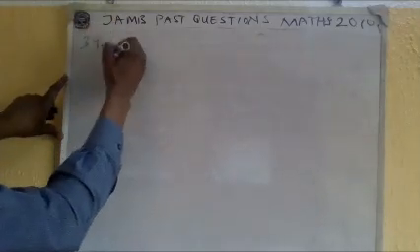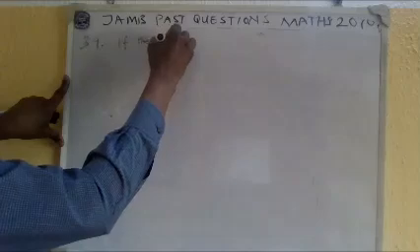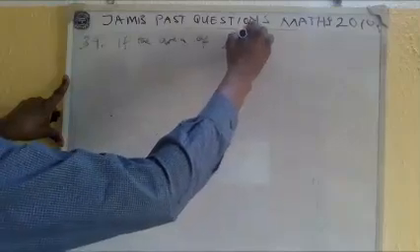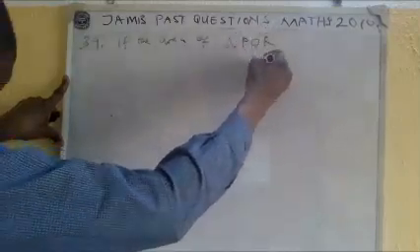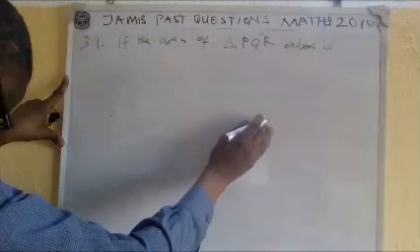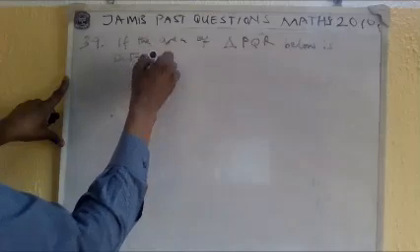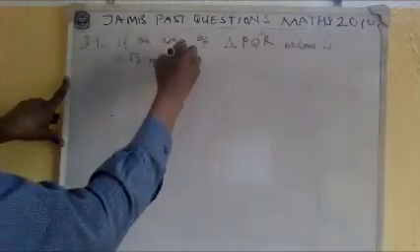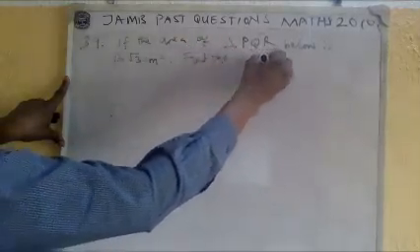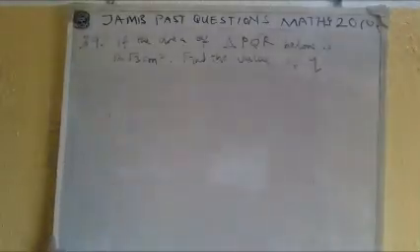So it says, if the area of triangle PQR below is 12√3 cm², find the value of q. Find the value of q.